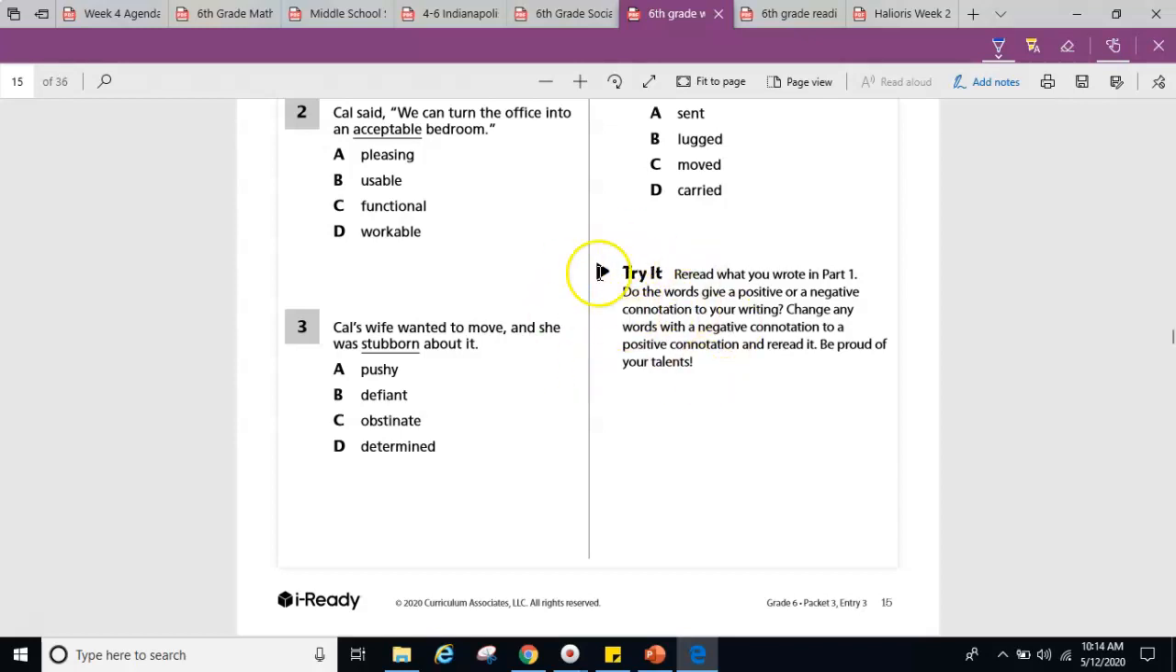Please make sure you go back and go through your journal again. Maybe you can underline the words in your journal and have someone else in your family read it and see if the words that you use have a negative connotation as well. Maybe some that you didn't catch. And then rewrite it so you are proud of your talents, and someone else reading it can be proud as well and not take it negatively when reading it.